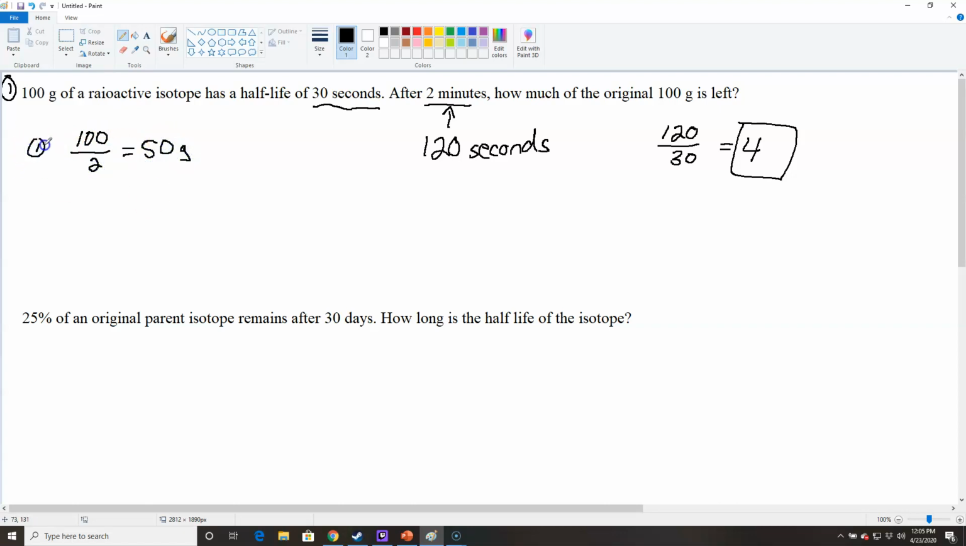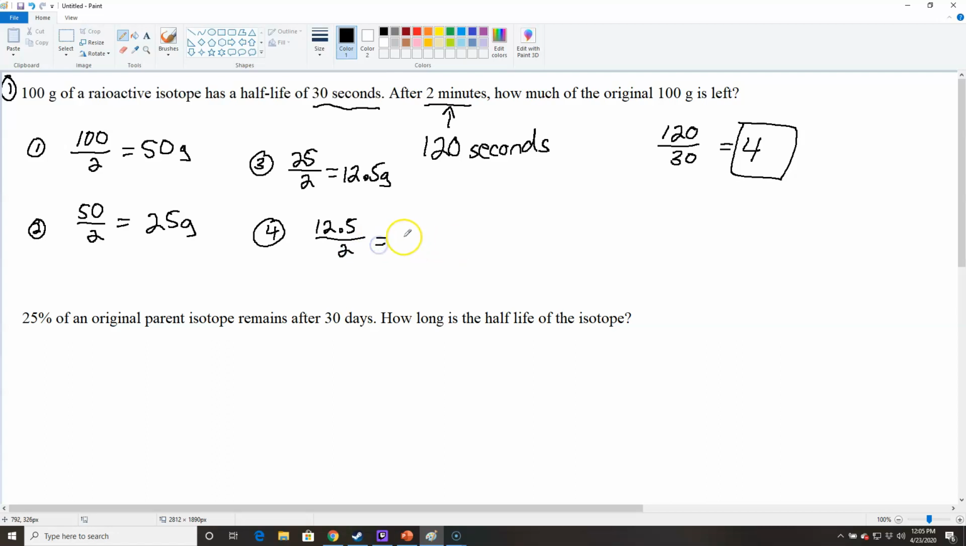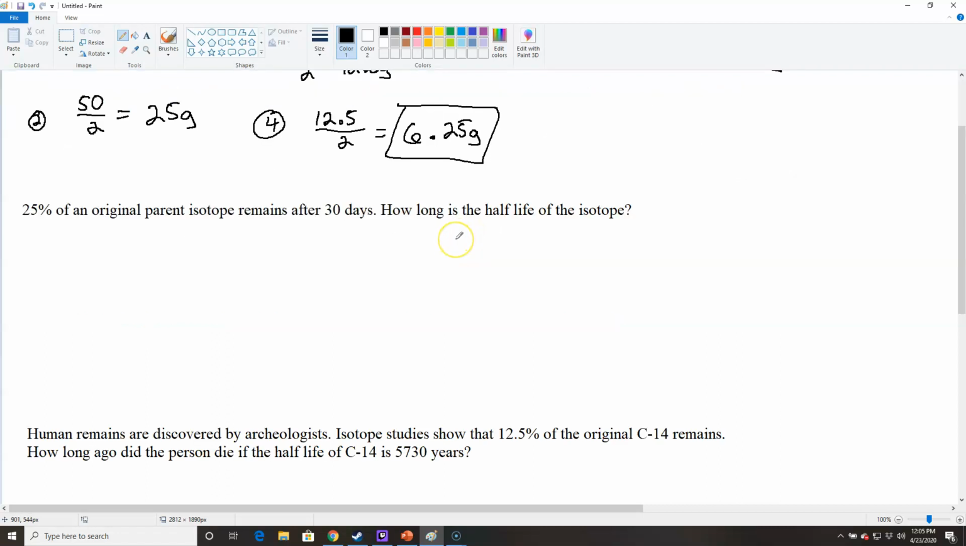That was one half-life. Second half-life, take the 50, cut it in half. I now have 25 grams. Third half-life, I had 25, cut it in half. I now have 12.5 grams. Fourth half-life, take the 12.5, cut it in half, and I get 6.25 grams. So, how much of the original 100 grams is left? 6.25.